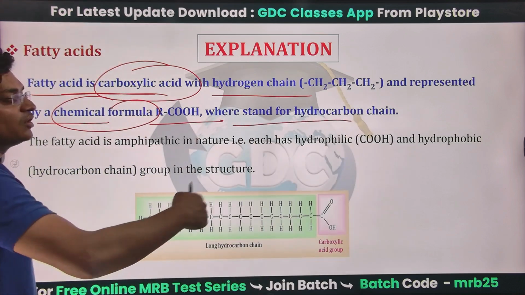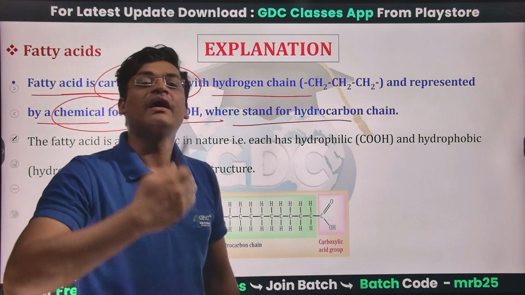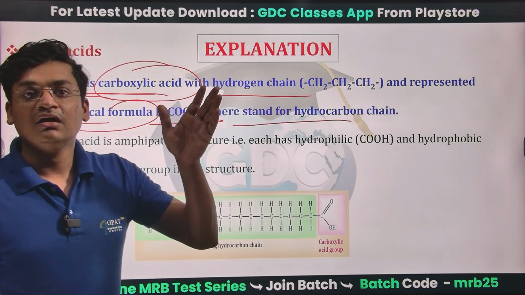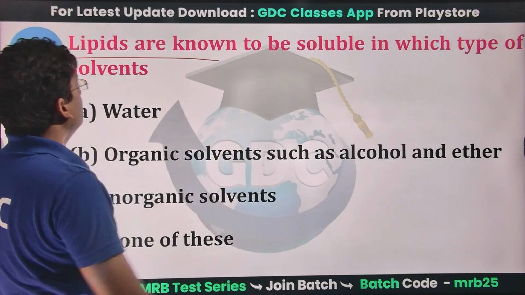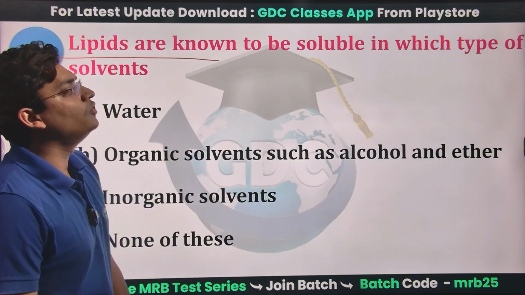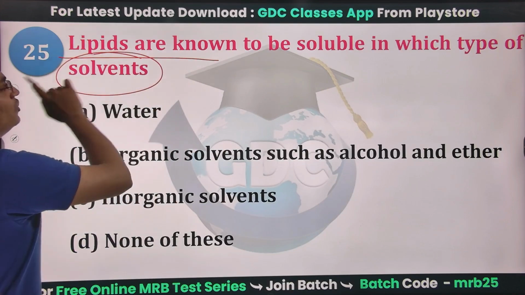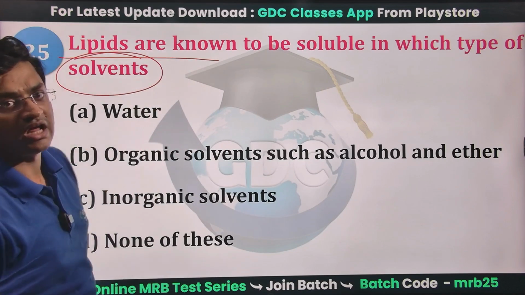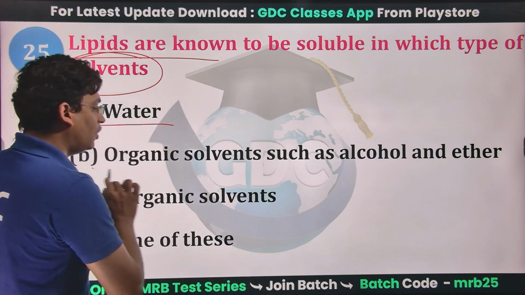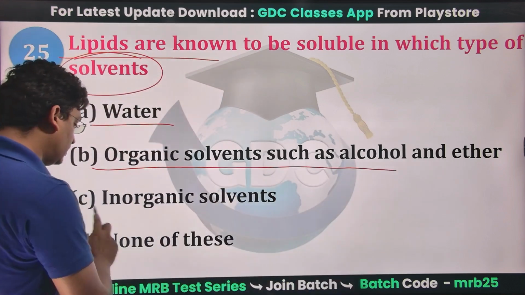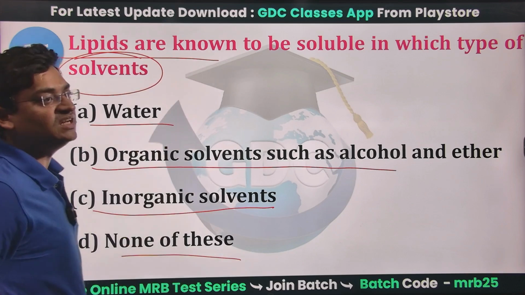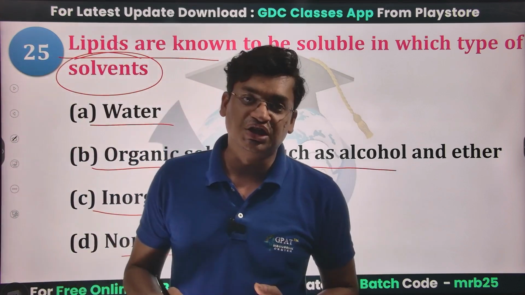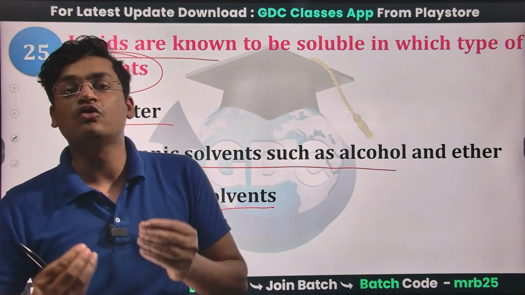Now this acid basically reacts with the glycerols to form triglycerides. Lipids are known to be soluble in which type of solvent? Lipids are soluble in what type of solvents: water, organic solvents such as alcohol and ether, inorganic solvents, or none of the above? Lipids have long hydrocarbon chains which make them hydrophobic.